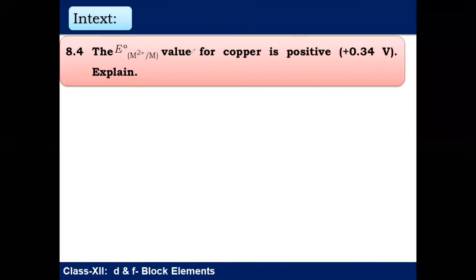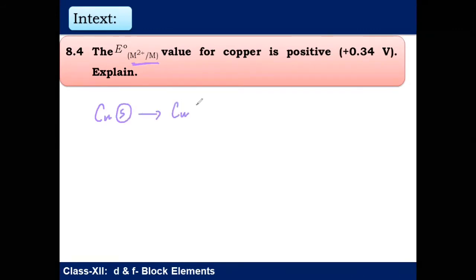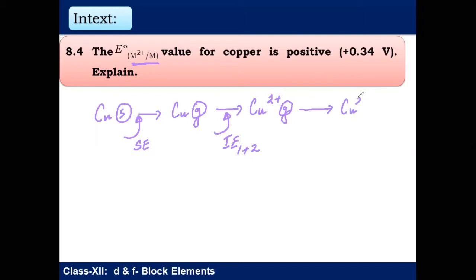Probably you need to know that for this process, Cu2+ to Cu, the changes involved are as follows. First of all, copper in solid state is first sublimed to copper in gaseous state. Then gaseous copper is converted into Cu2+ in gaseous state. So the first step is an energy absorbing process, absorbing energy equal to the sublimation energy. The second process is absorbing energy equal to ionization enthalpy 1 plus 2. And subsequently, Cu2+ gaseous is converted into Cu2+ in aqueous state.